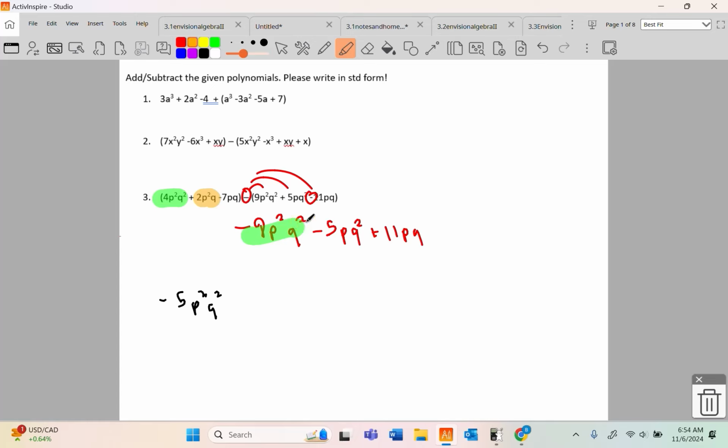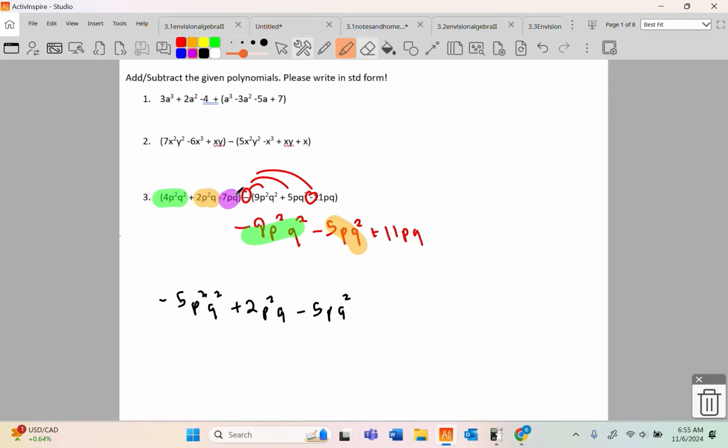That's the only thing that looks like that, isn't it? So I don't see anything else that looks like it. So plus 2p squared u. All right. There's this guy, and he isn't like anything else, so he's going to come next. Minus 5pq squared.